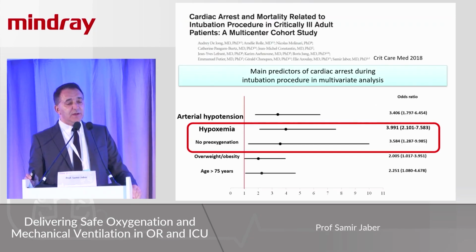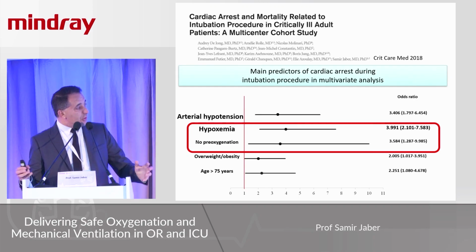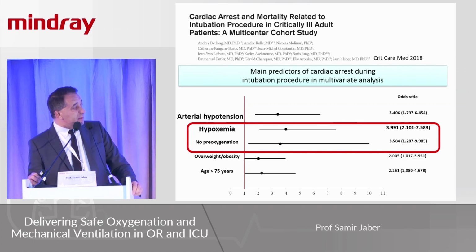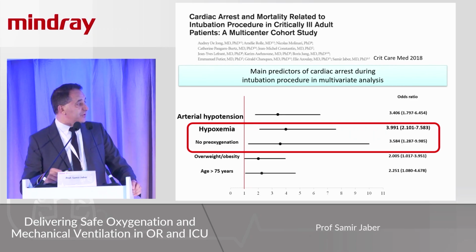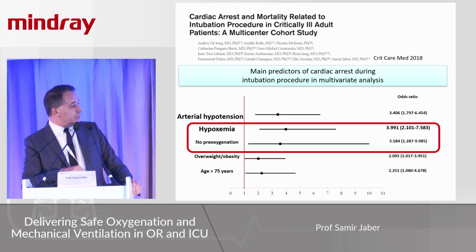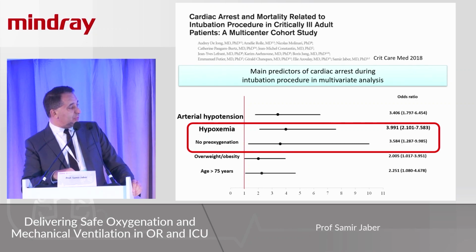So what about the ICU? This is a study led by Audrey De Jong. Professor Audrey De Jong performed a big study mixing all our databases, and we reported five independent factors associated with cardiac arrest during intubation in ICU patients. And as you can see, we have two non-modifiable factors, which are the elderly and overweight and obesity. However, you have three that we can improve.